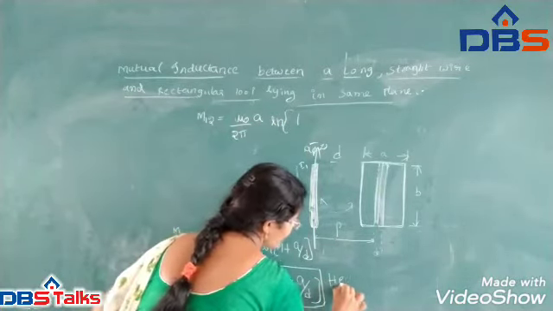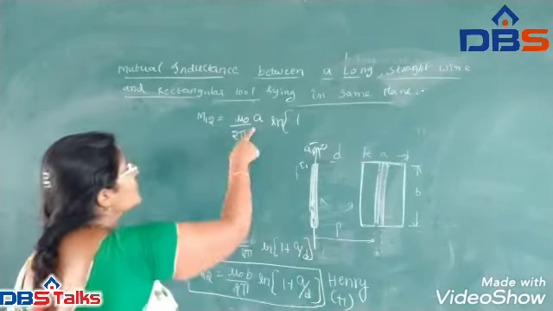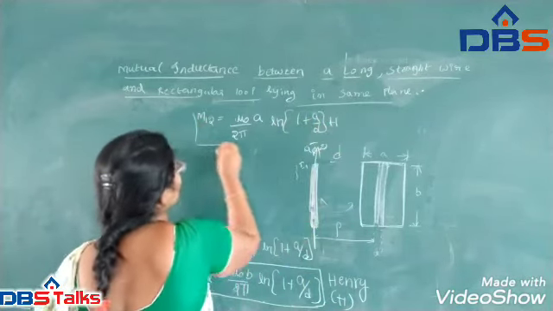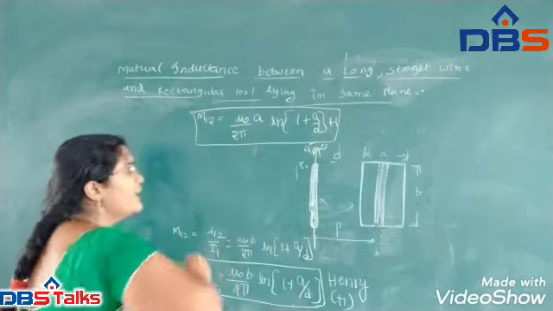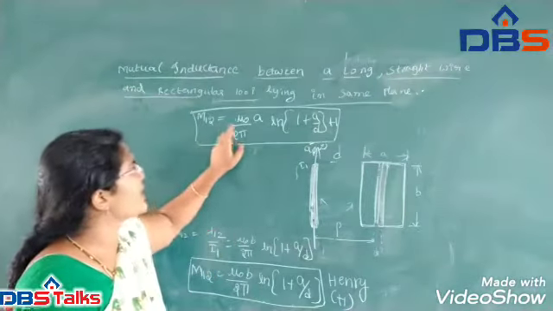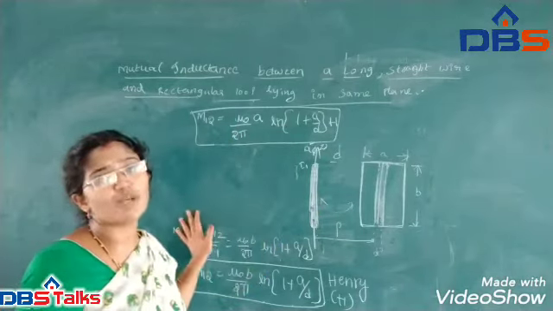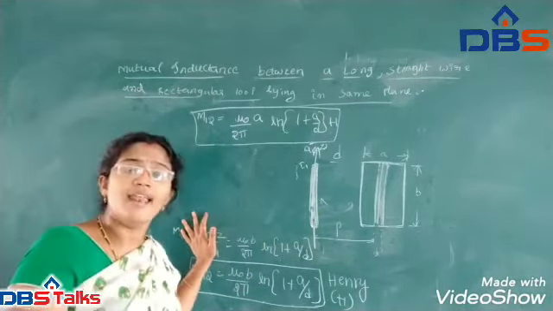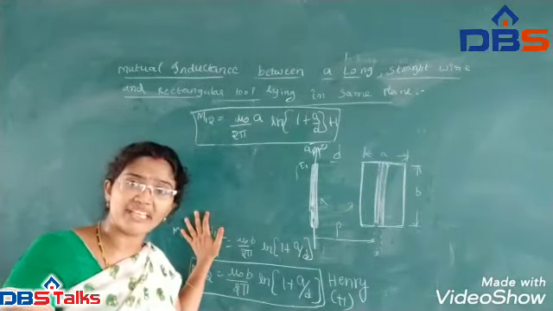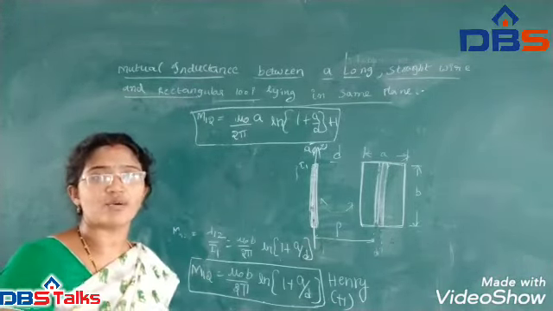Here we must mention the units, henries, or H. So mu naught A divided by 2 pi ln of 1 plus A by D henries. This is the equation for the mutual inductance between a long straight conductor and a square loop placed in the same plane. This is about the mutual inductance between a long straight conductor and a rectangular loop lying in the same plane. This is one of the important applications of mutual inductance, and it is very important for essay questions.